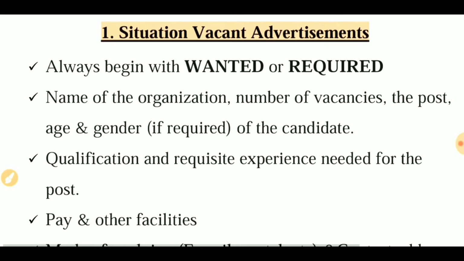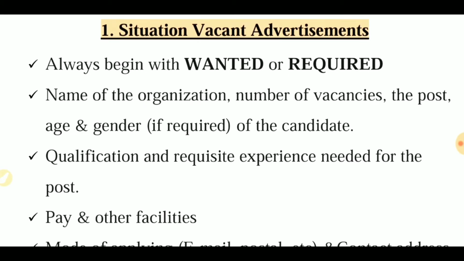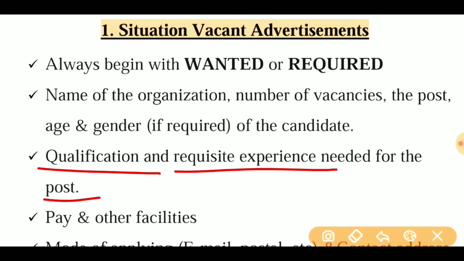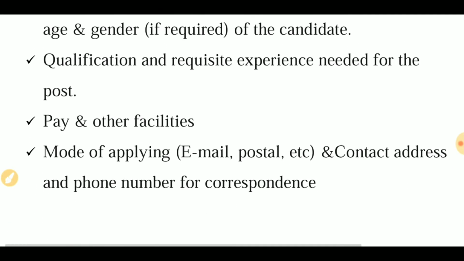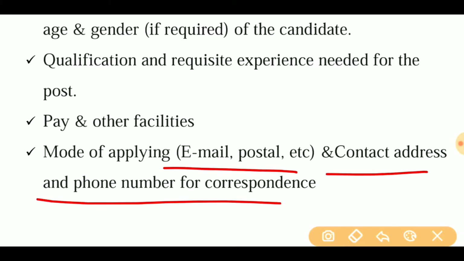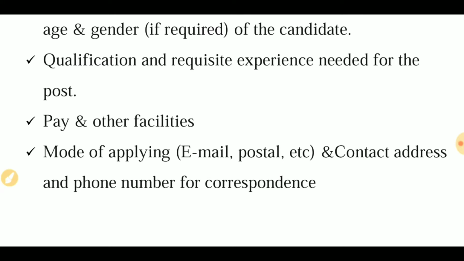Now we will discuss each of them one by one. First is situation vacant advertisement. They will always begin with wanted or required, name of the organization, number of vacancies, the name of the post, age and gender. All these things should be mentioned in your content part. Then comes qualification, required experience needed for the post, what will be the pay scale and other facilities, the mode of applying, by email or by post. Then comes lastly your contact address or phone number. So these are the things you should mention in the content part.